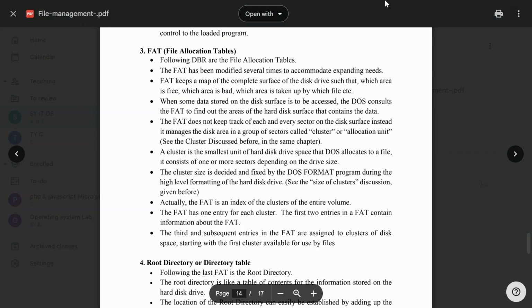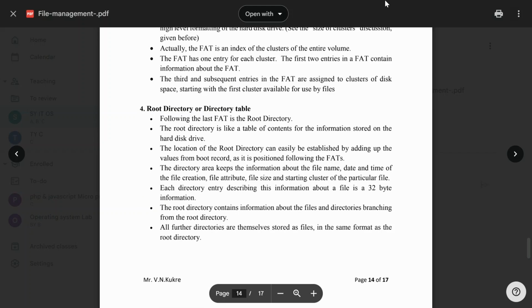Now the next part is the root directory and directory table. Following the FATs comes the root directory. This means after this we specify the root directory or directory table. The root directory is like a table of contents of the information stored on the hard disk drive. The location of the root directory can easily be established by adding up the values from the boot record, as it is positioned following the FATs.